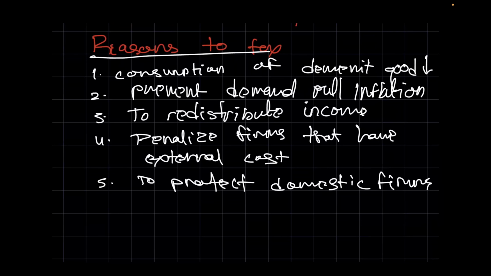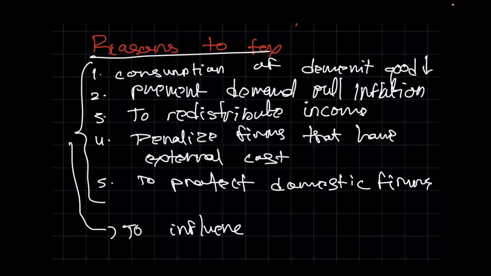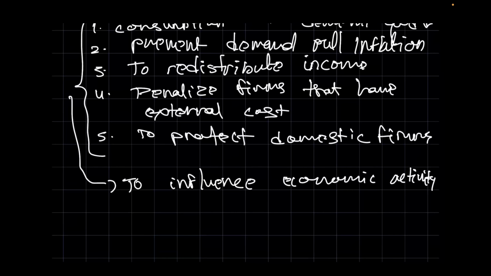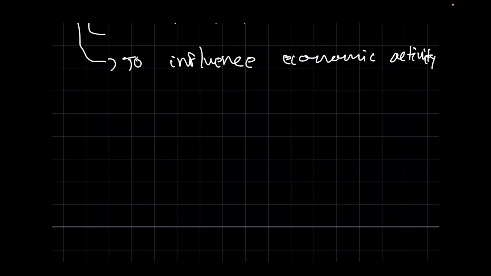So these are some of the reasons for governments to use taxation. It is essentially to influence economic activity. So that is why taxes are used. Now we've looked at why they're used. Let's try and understand some different taxes.